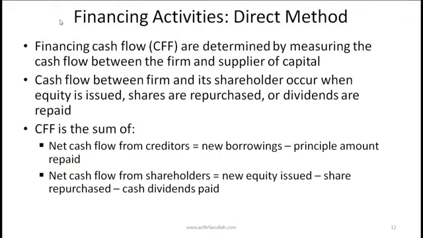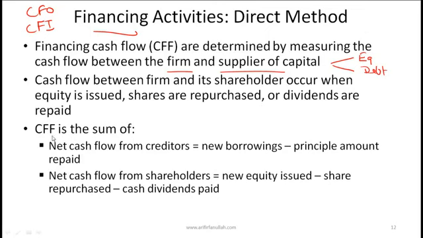Financing activities. So we have talked about CFO, we have talked about CFI. Now let's talk about financing activities. CFF, financing activities, are determined by measuring the cash flow between the firm and the suppliers of capital. Remember, broadly speaking, there are two types of suppliers, either equity suppliers or debt suppliers. Cash flow between the firm and its shareholders occurs when equity is issued, shares are repurchased, or dividends are paid.